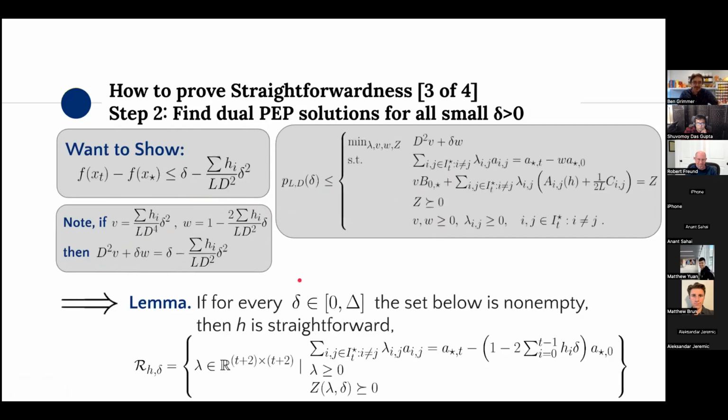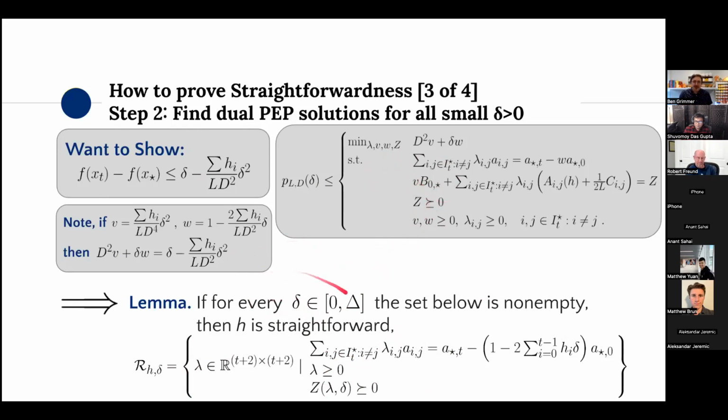All right, so that's formalized as this lemma here. If you can show that for every setting of delta, this set is non-empty, this set is essentially the lambdas that complete feasibility for this problem I have here. So if you can show that for every delta, there is a way to complete the feasibility certificate given by V and W, then we'll know that our bound holds for every delta, and we have straightforwardness, we get our convergence rates, woo.